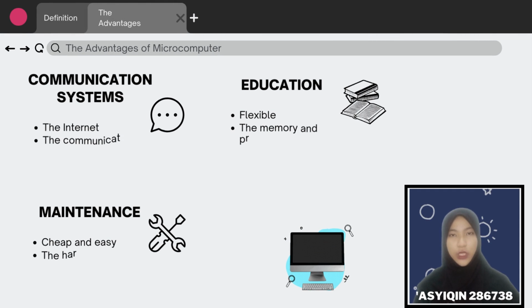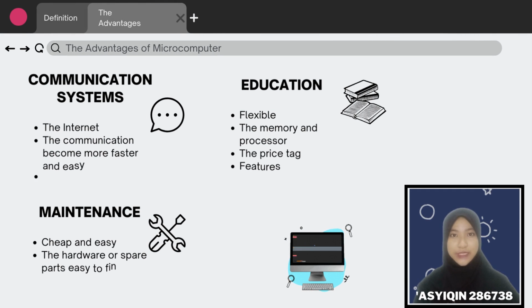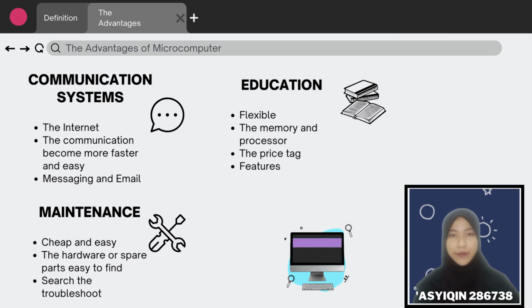Microcomputers came out with a lot of good effects on communication systems. The internet was being used to communicate with others as it is the fastest and most efficient way. The communication can happen between friends, family, and colleagues as they are using messaging or email.